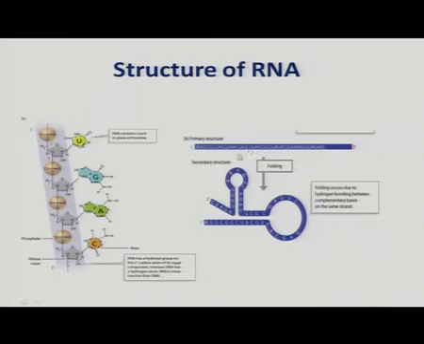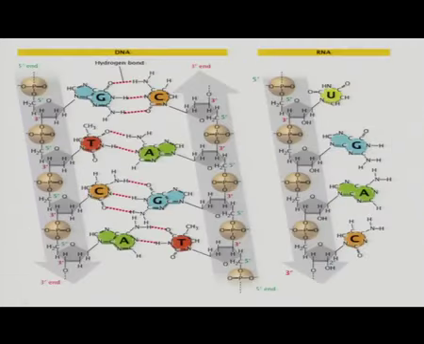But a few of the RNAs also form hairpin structures because of the complementary sequences in their strands, and this is called secondary structure, which is found in ribosomal RNA and transfer RNA. This is the basic difference between RNA and DNA.